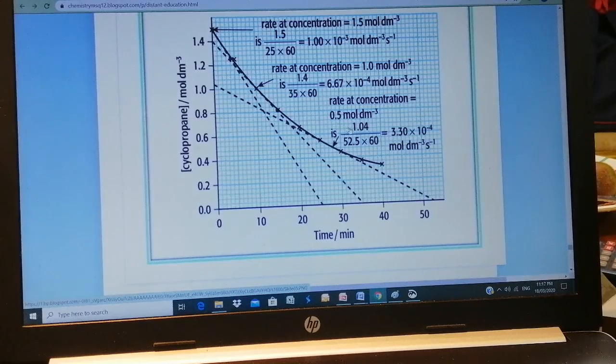Here also 0 minus 1.04. The answer will be negative, divided by 52.5 into 60. That 60 is for changing the minutes to seconds. So like this you can find the rate.